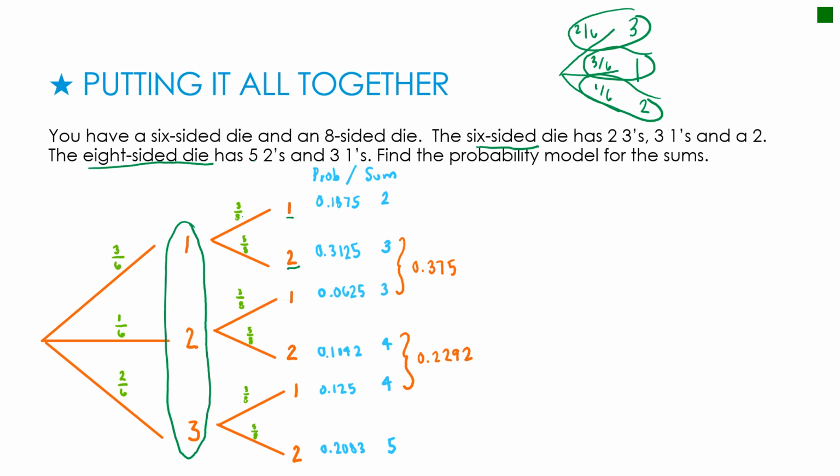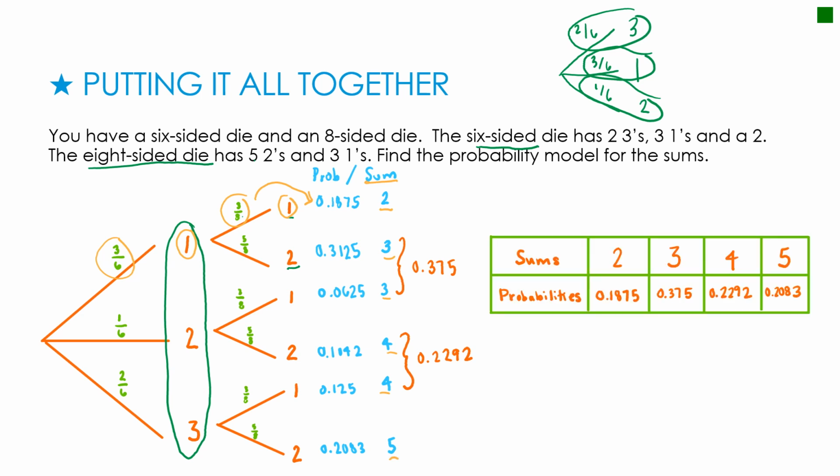What I'm interested in here is not only the probability, like we normally would look for in a tree diagram, but also what is the sum, because there's only a certain number of sums that I could get. Here, if I had 1 plus 1, the sum is 2, and the probability was 3/6 times 3/8, which gave me that decimal. I continued that process and noticed that my only possible sums were 2, 3, 4, or 5.